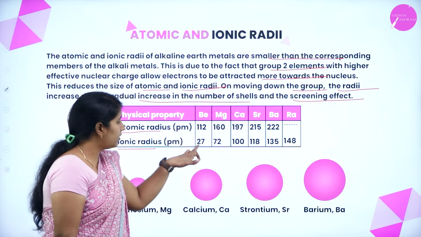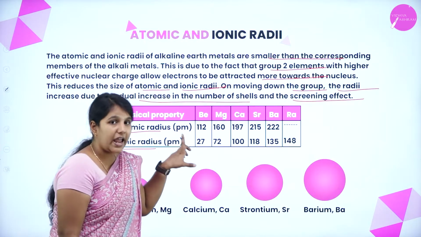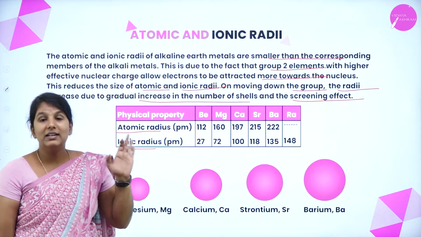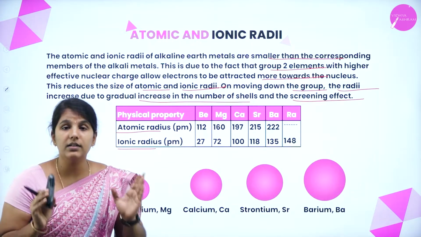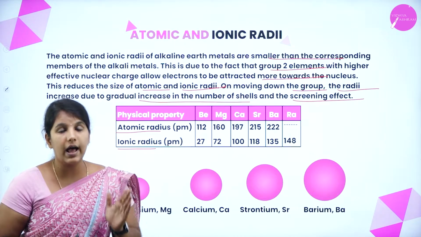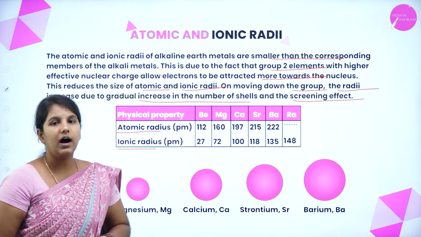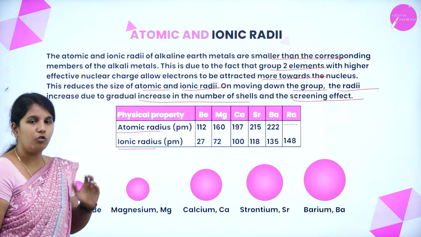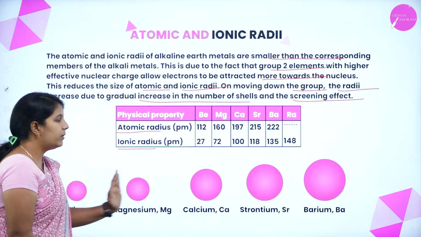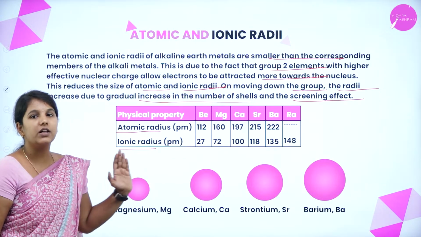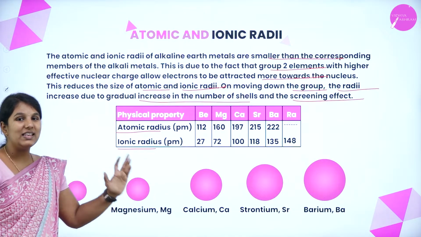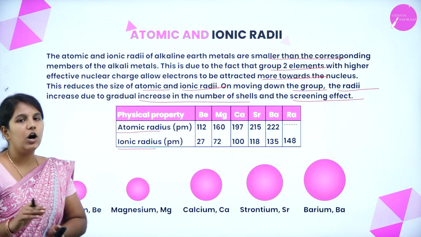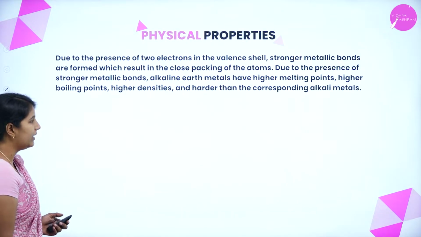After losing its electron, what will happen? After losing its electrons, we can say their ionic radii will decrease. Remember, these values are almost higher when compared with the alkali metals. As we move down the group, what will happen to the atomic radii? It will increase because the number of shells increases as we move down the group. That is why the atomic radii and ionic radii also increase.